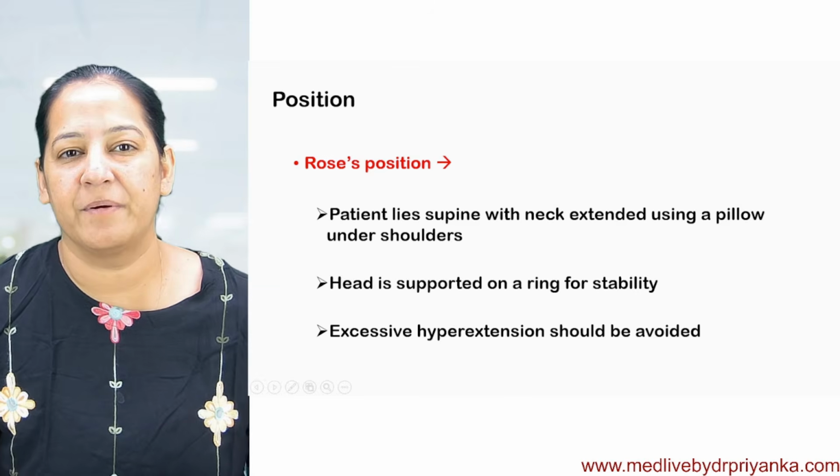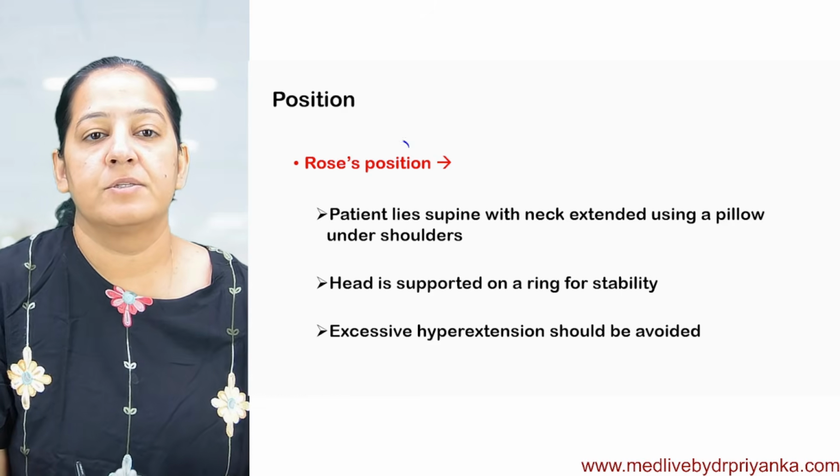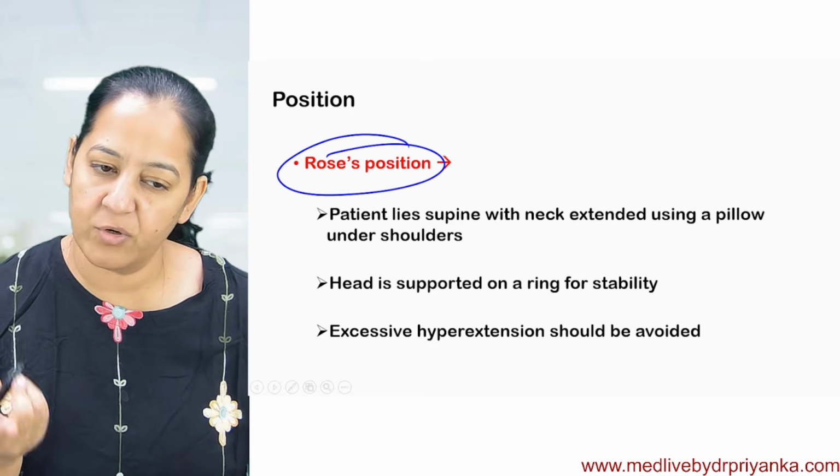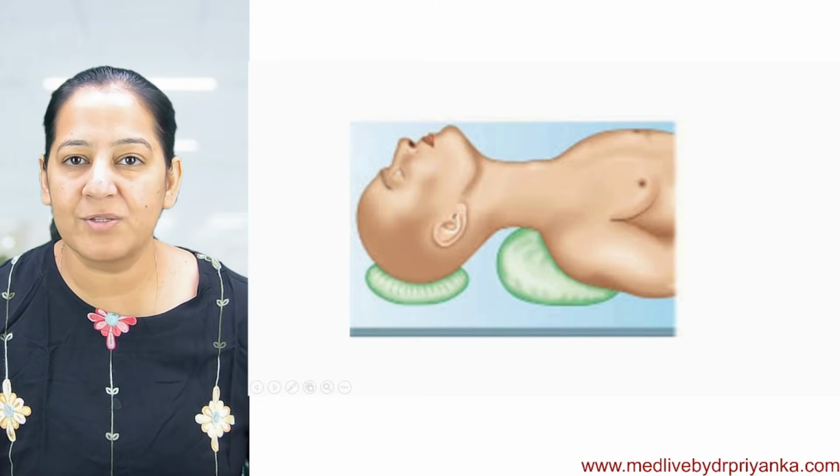What should be the position at the time of surgery? There is a typical position. This is known as Rose position. The same position is used in tonsillectomy also. In adenoidectomy and tonsillectomy, the position is the same. What is this Rose position?